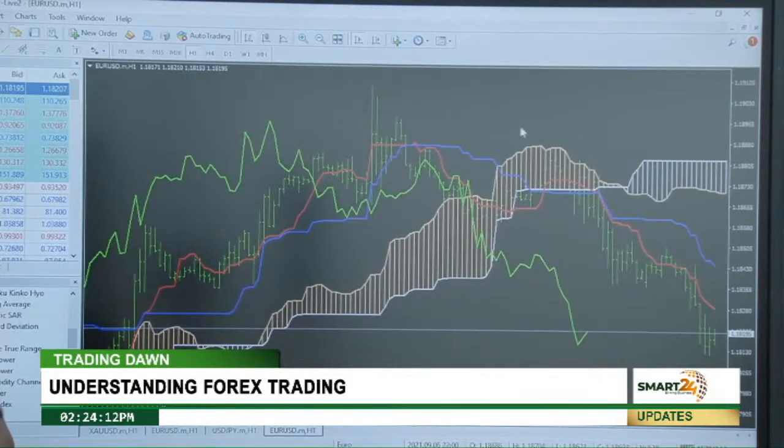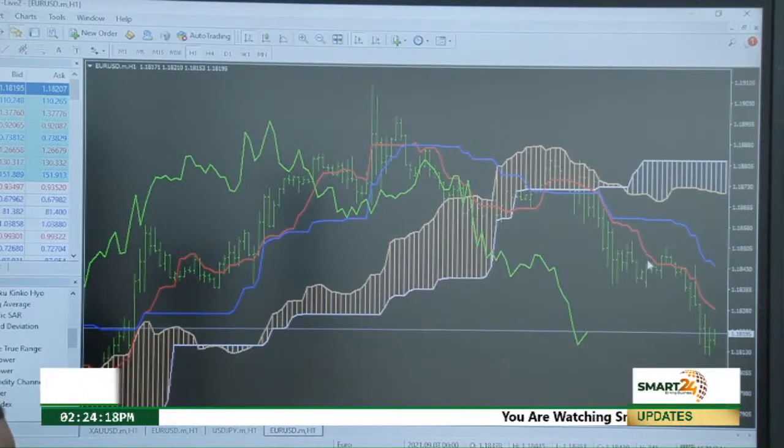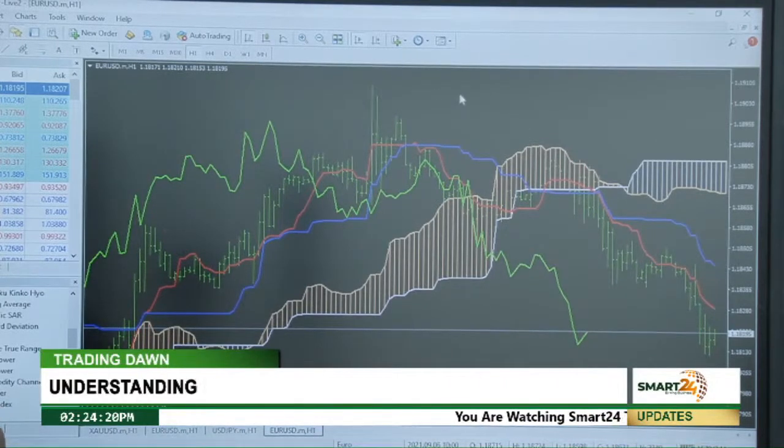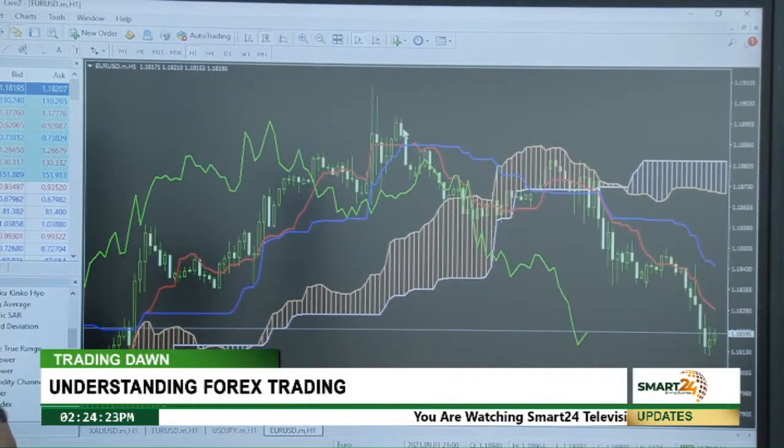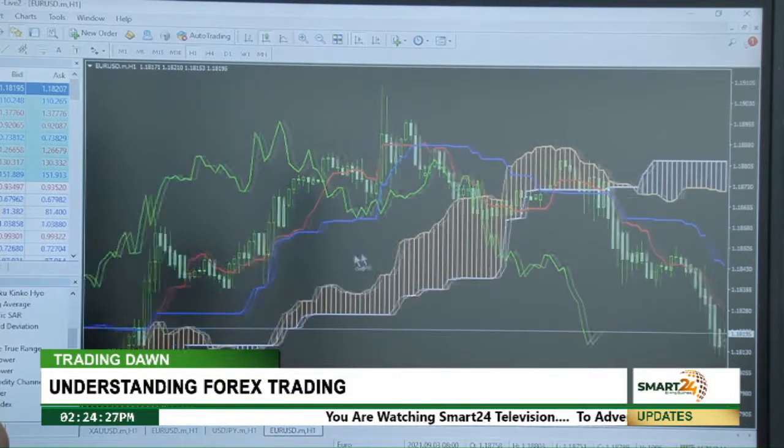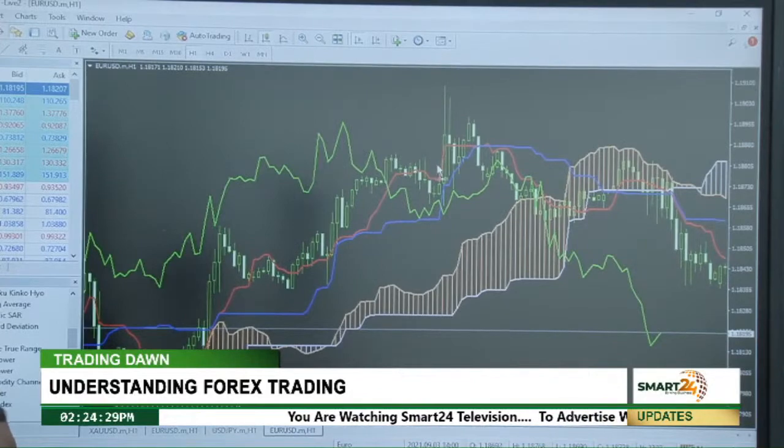Okay, so this is the point of reversal. You can see price moving below this cloud. Now, using these principles that we've just talked about, price is now moving upwards.